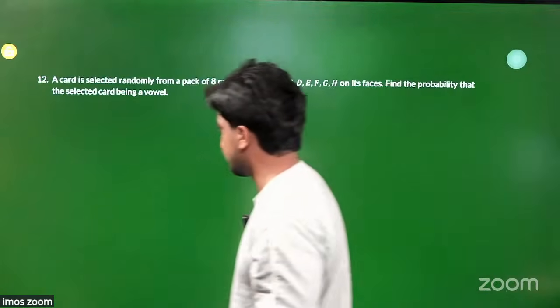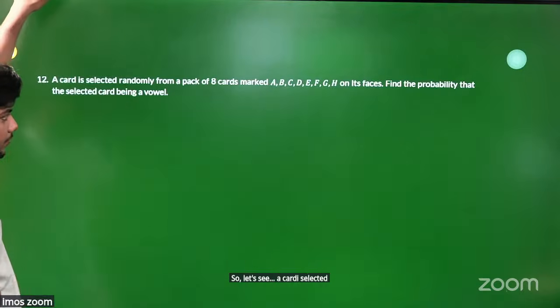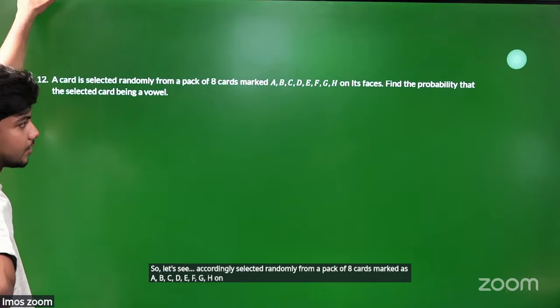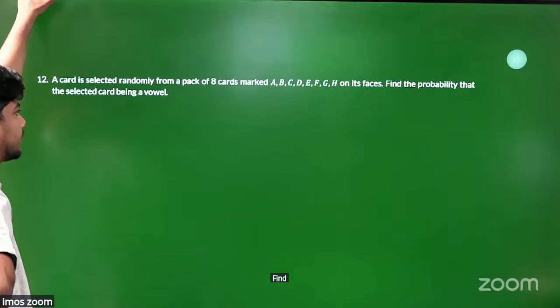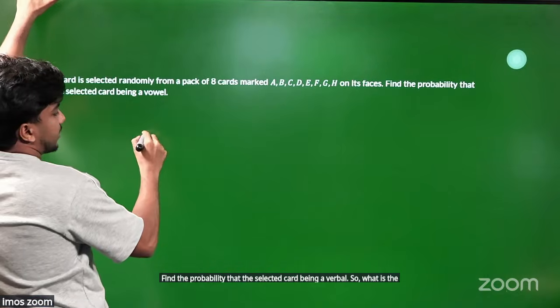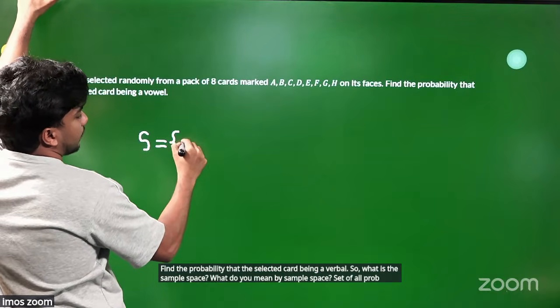So let's see. A card is selected randomly from a pack of 8 cards marked as A, B, C, D, E, F, G, H on its faces. Find the probability that the selected card is a vowel. So what is the sample space? What do you mean by sample space? The set of all possible outcomes.